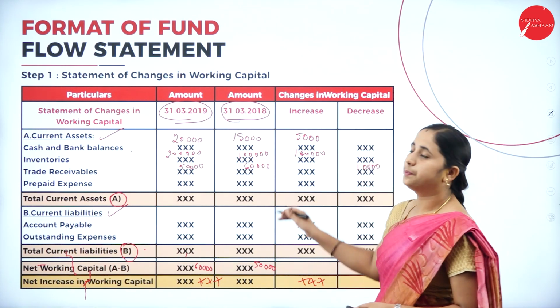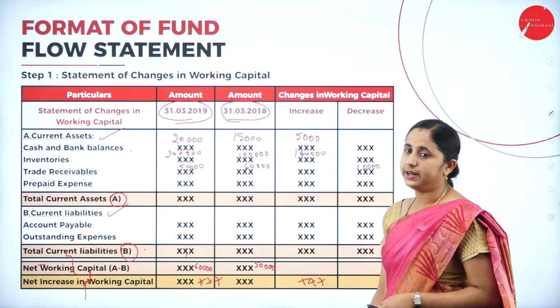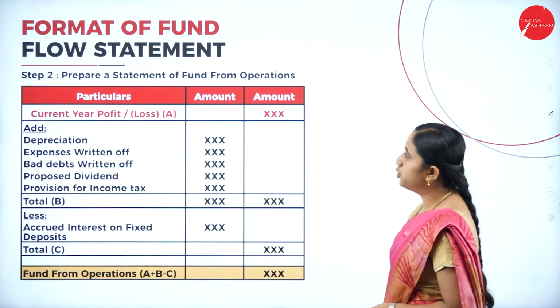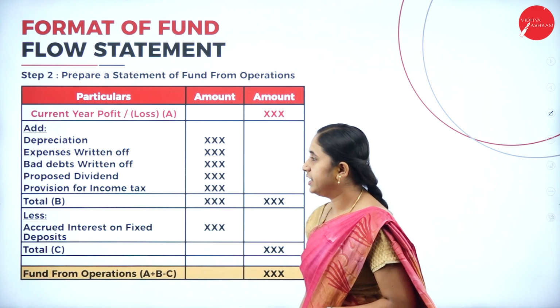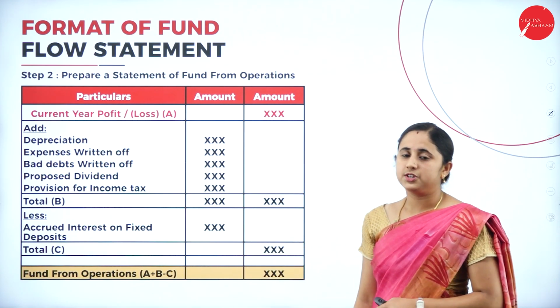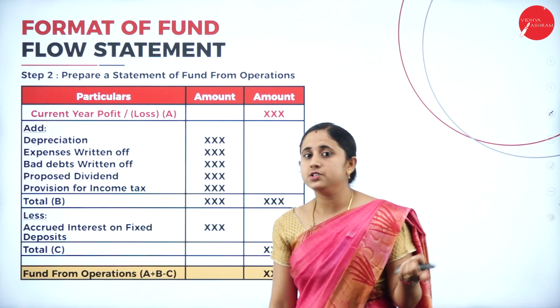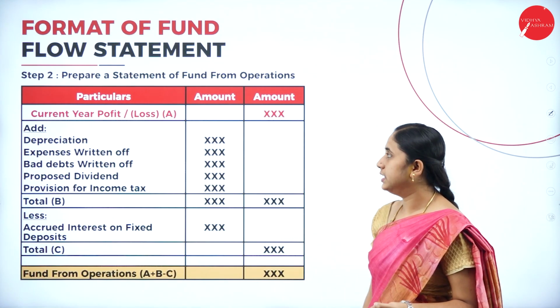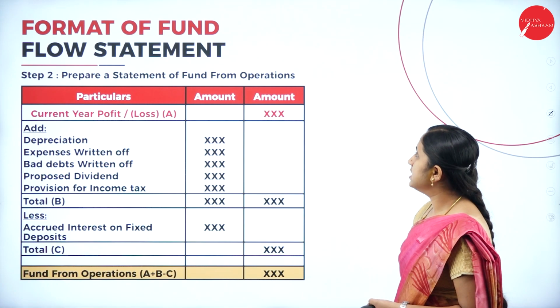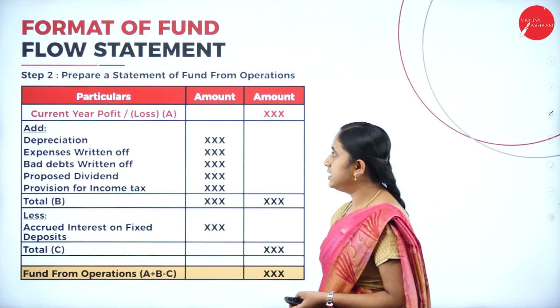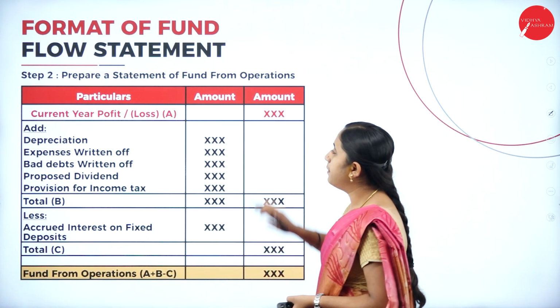So first we need to prepare changes in working capital. After that, step 2 is prepare a statement of funds from operation. So fund from operation. Step 1 is statement showing changes in working capital. Next, step 2, prepare the statement of funds from operation. For this, particulars, amount.